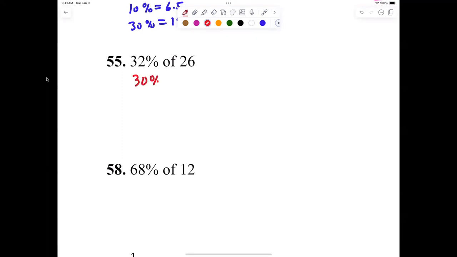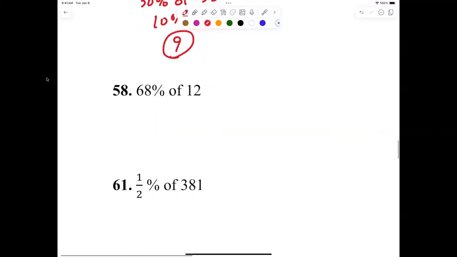I like that. 26 would go up to 30. And then 10% of 30 is 3, times 3 is 9. So a good approximation, about 9. Thank you. Sebastian, go. So I would make 68 to 70%. Good. And then 12 to 10. Good. And then 70% of 10 is just 7. That's nice work.